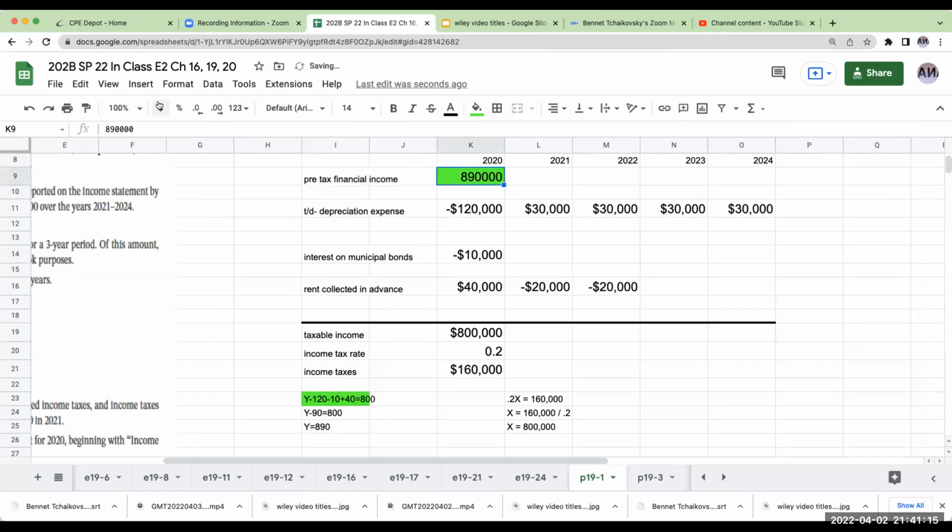All right, so my pre-tax financial income is going to be 890,000. I want to make sure that this works. 890 plus 1 minus 120 minus 10 plus 40 equals 800.